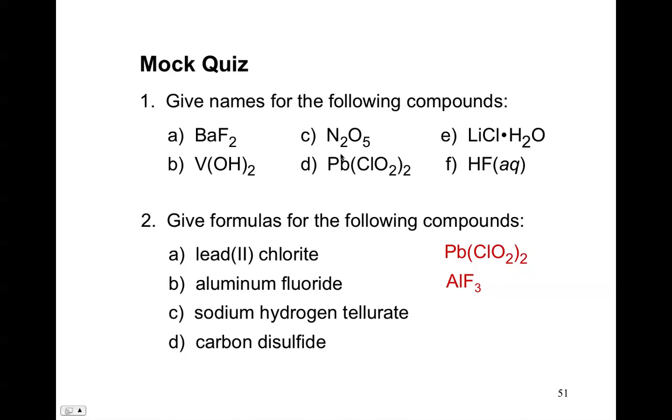But wait a second, we've got hydrogen tellurate, so we've got a proton attached to the tellurate polyatomic ion. So that modifies the charge. It's HTeO4 minus 1. And we have sodium in our name, so we need one sodium ion to balance the charge for our hydrogen tellurate polyatomic ion. So we'd write the formula NaHTeO4.